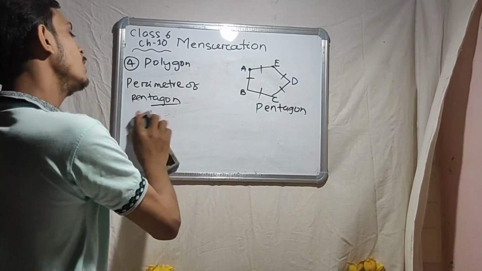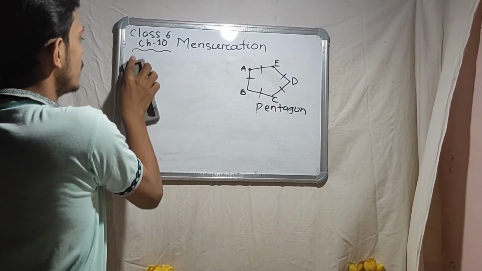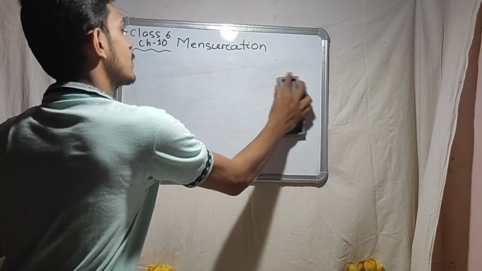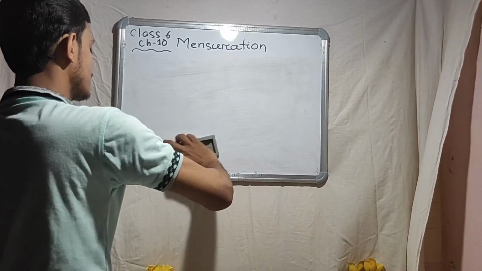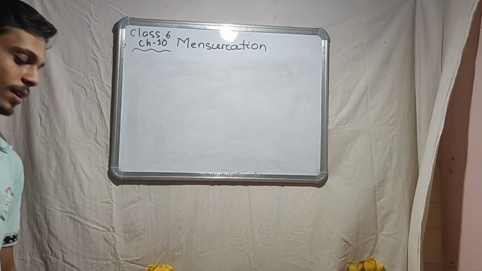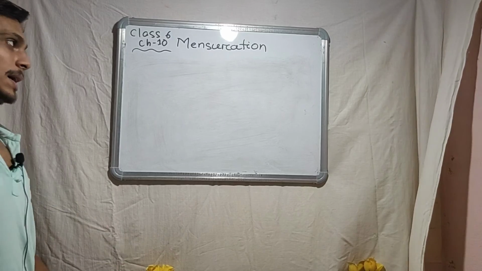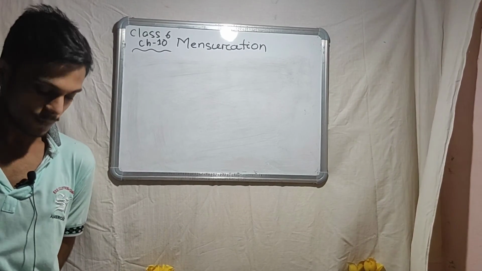So all the closed figures, mainly triangle, rectangle, square, equilateral triangle, and polygon, the calculation of perimeter for all these figures is discussed here. So this is all about your perimeter. Then in the next video we will discuss the areas of closed figures.